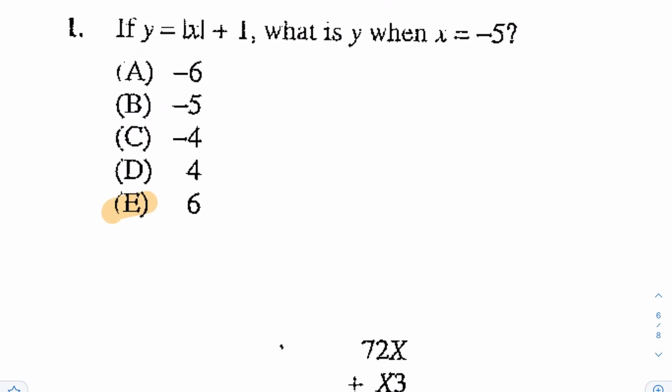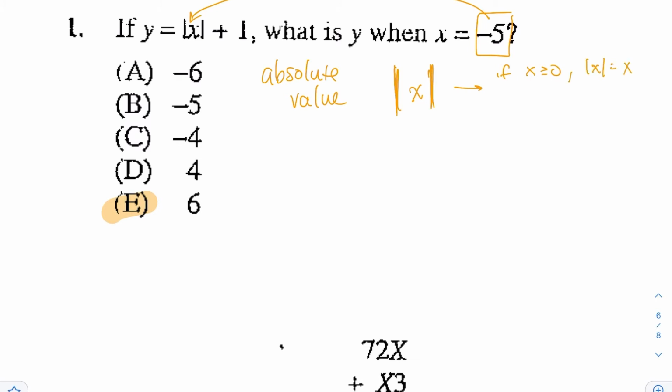Next, for question number 1, if y is equal to the absolute value of x plus 1, what is y when x is equal to negative 5? So you know that x is equal to negative 5, so you just substitute in. And remember the absolute value function. Here, the absolute value of x can be a couple things. So if x is greater than or equal to 0, absolute value of x just gives you x. So if it's positive or 0, it just gives you that number. The absolute value goes away, nothing happens.